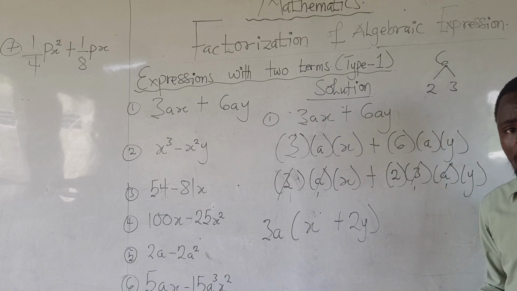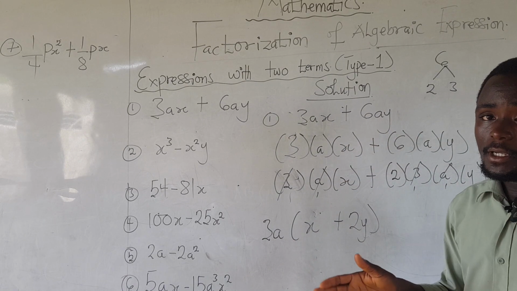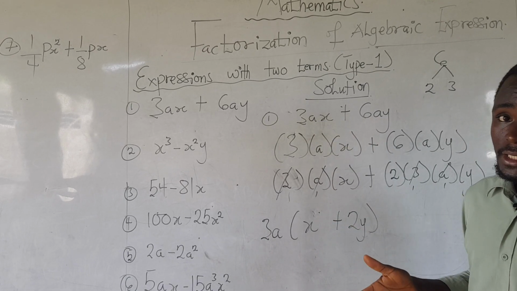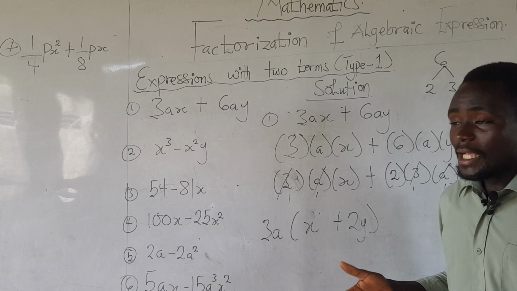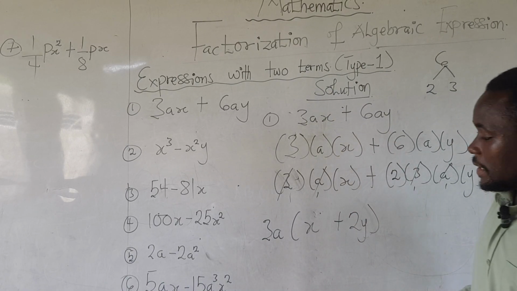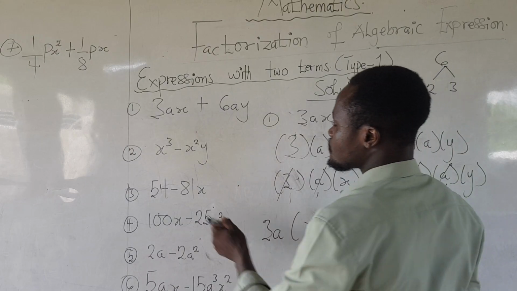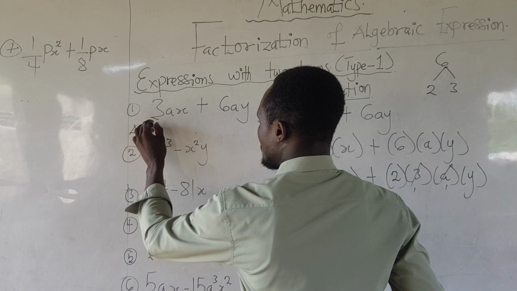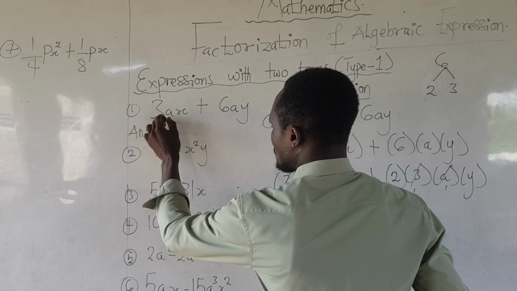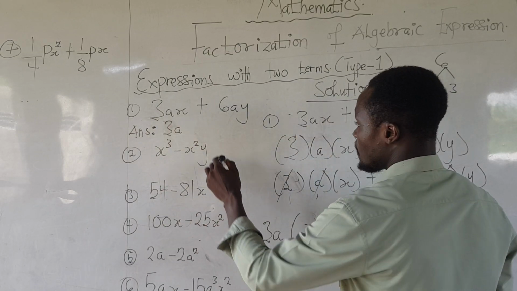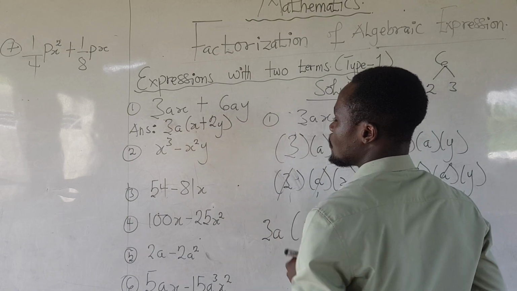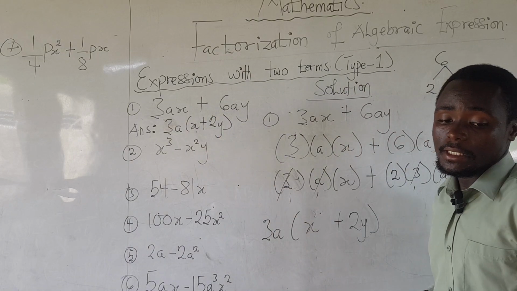Now, students find it challenging when they are asked to find the common term among these two terms. Please, if you find it challenging doing that, kindly use this approach and it will help you. So this is how to go about it. Question number 1, my answer now becomes 3a in a bracket x plus 2y. That becomes my answer for question number 1.